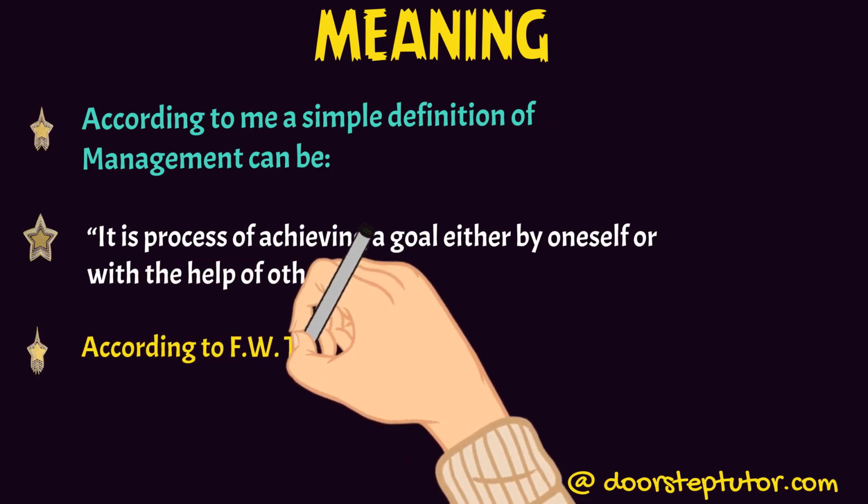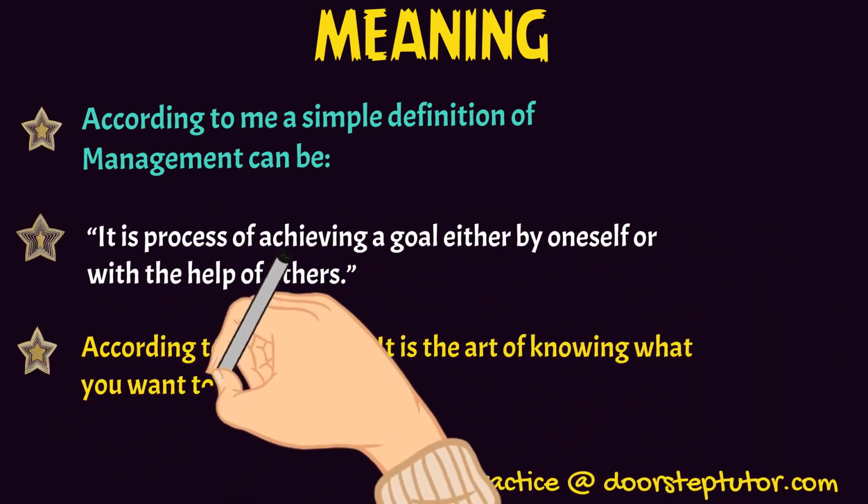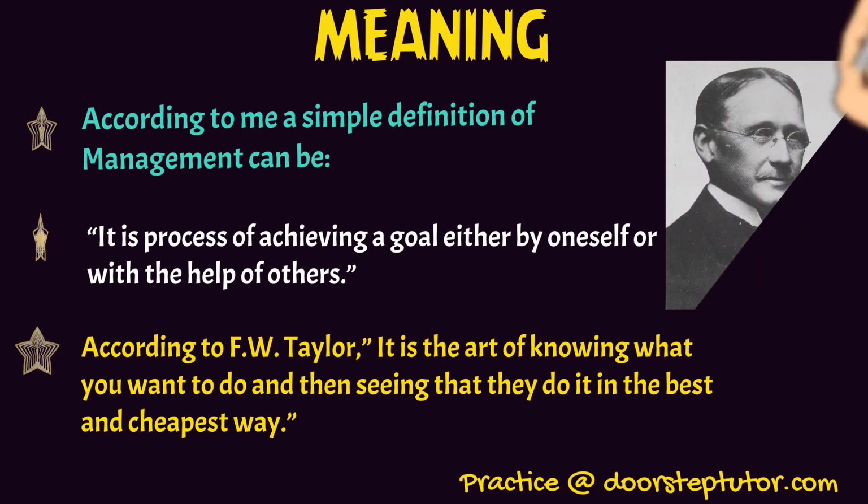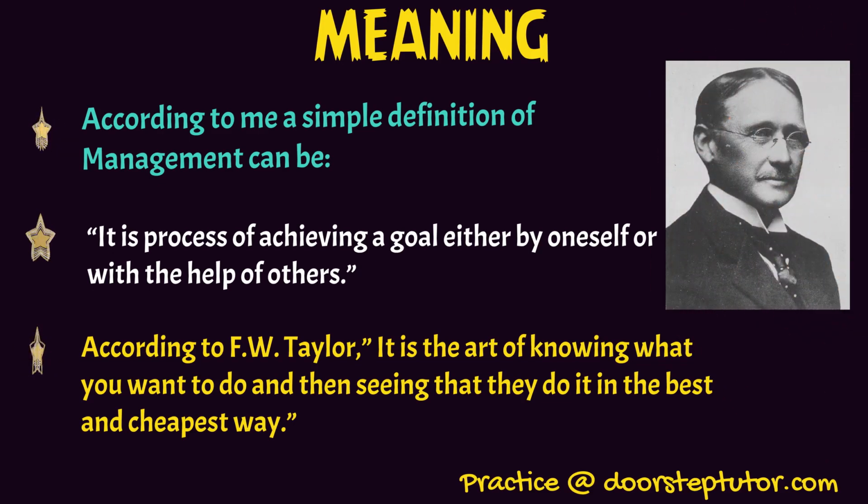Now, according to F.W. Taylor, he said it is the art of knowing what you want to do, okay, and then seeing that the people do it in the best and cheapest way. Yes, very right. You have to know what you want others to do, okay, and then you see that they are doing it in the best or efficient way, that is, there's no wastage of resources, and eventually it will be cheap also, okay, because when there is efficiency and effectiveness, then there is no wastage of resources, and eventually it becomes cheap also, right?